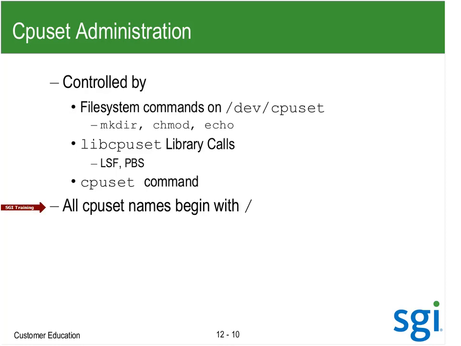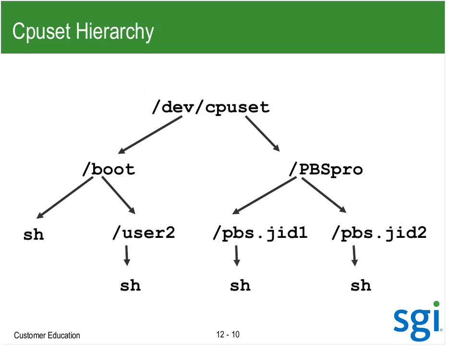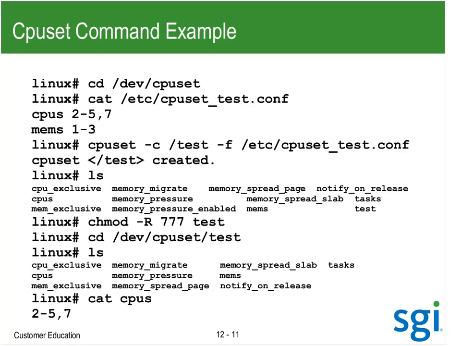And all cpusets begin with slash. When it's just slash, that's the entire system, referred to as the global cpuset. So I'm just trying to show an organization here under /dev/cpuset with a boot. I'm going to have a user, and I'm going to have a PBS Pro. So simplistically, this is what I was doing.